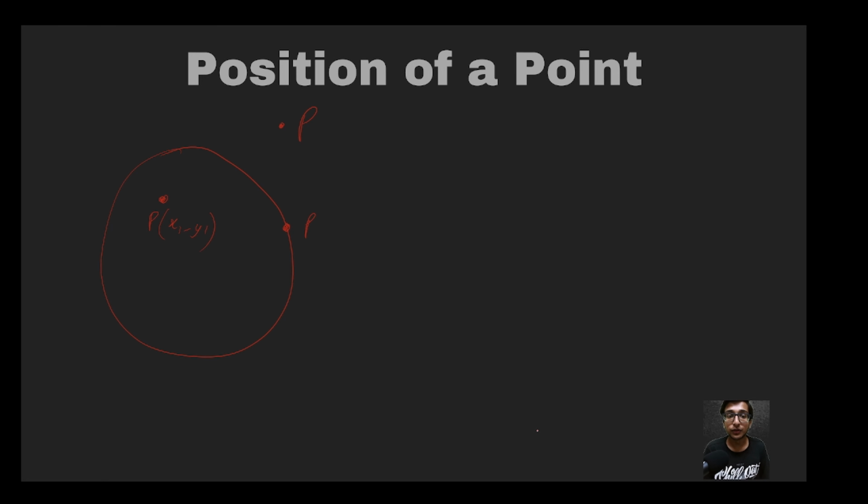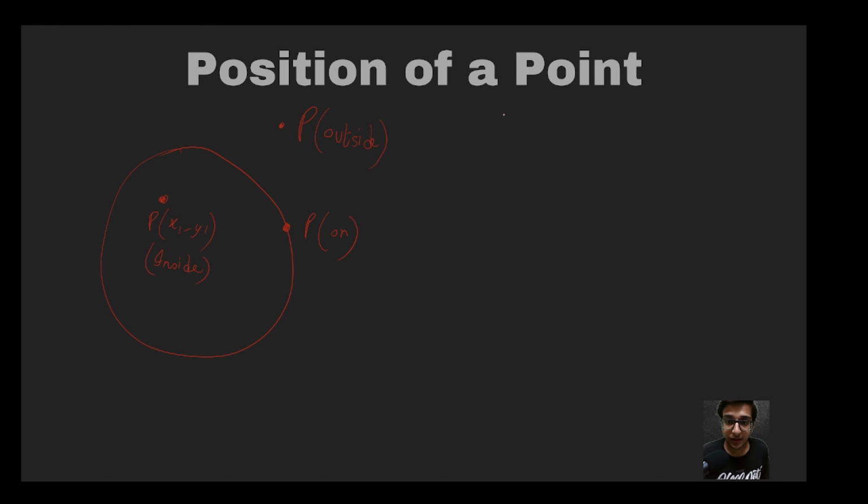So how are we going to find out whether P is inside, on, or outside the circle? This is outside, this is on the circle, and this is inside. Of course, we know the point has been given to us. It is a known point x1 comma y1.